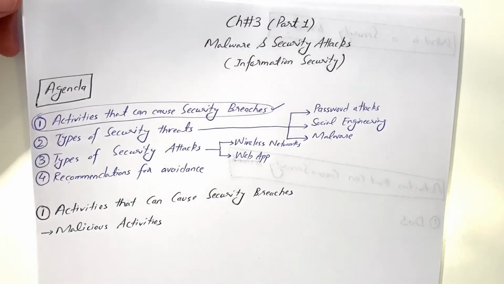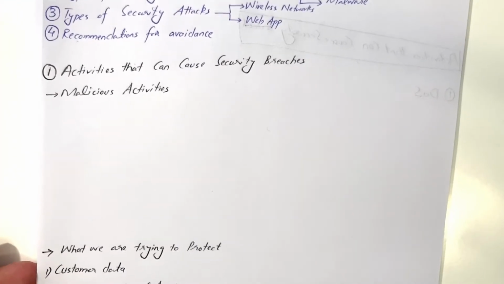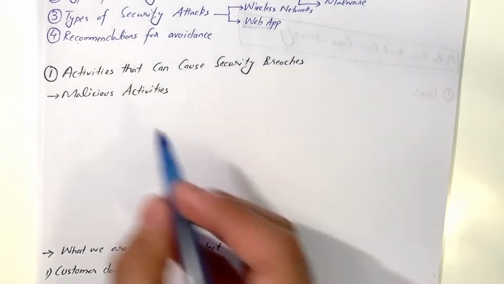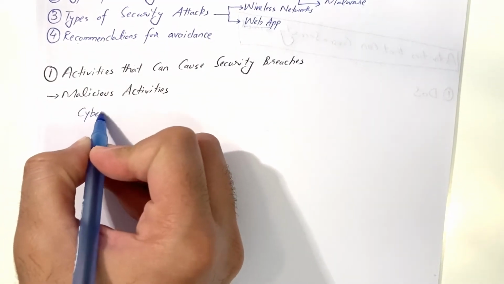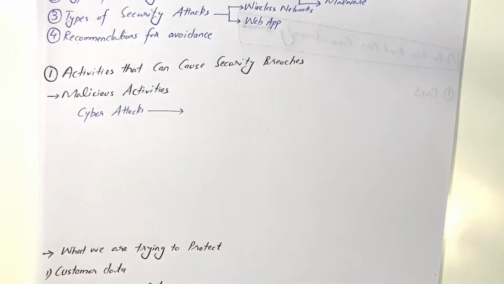So before we directly discuss the activities which can cause security breaches, we really need to discuss what is a security breach and what are the different malicious activities going on, and who are the main key players or key characters. So these cyber attacks are very common nowadays. Nothing is 100% secure. Nobody can claim that his or her system is absolutely secure.